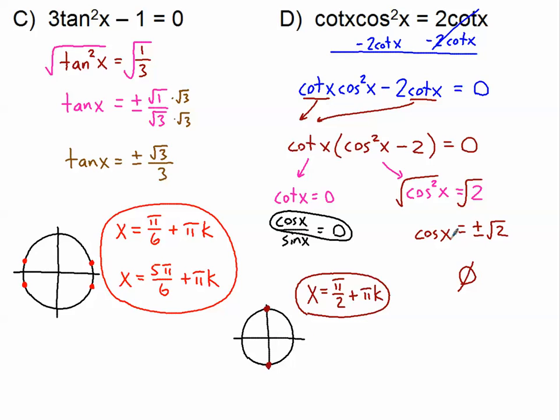The biggest the cosine could possibly be is 1, and square root of 2, of course, is bigger than 1. So therefore, there are no answers here, and these must be the only answers for this problem. Sometimes that'll happen. You'll get some nonsense over here, and just say that there's nothing from there, and just circle what is the correct answer.